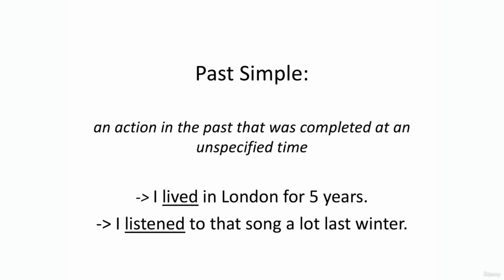We also use the past simple to talk about an action in the past that was finished or completed at an unspecified time. I lived in London for 5 years. This sentence means that I do not live in London now, but the sentence does not indicate when I stopped or when I finished living in London. I listened to that song a lot last winter.